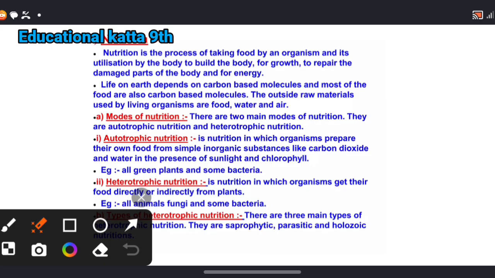Autotrophic means auto. I think you have learned this in 7th standard, and whatever part you are learning in 7th standard, the same is repeating here in detail. Yes, nutrition you understand. Autotrophic mode of nutrition मतलब क्या होता है? Plants are autotrophic, we are not autotrophic. Why? What's the difference between us human beings and plants?